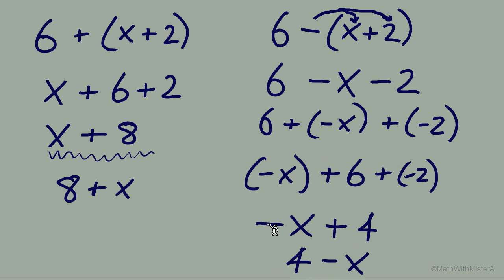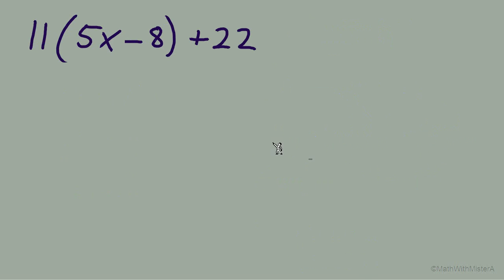We rearranged the terms, but the sign stayed with what was right behind it. The x is still negative, the 4 is still positive. Let's look at another example.